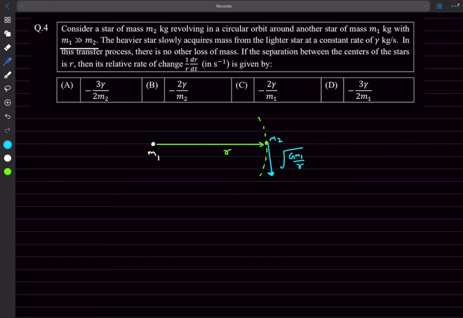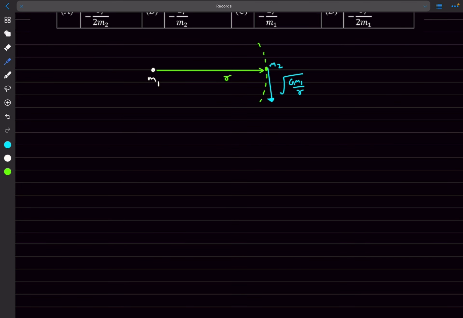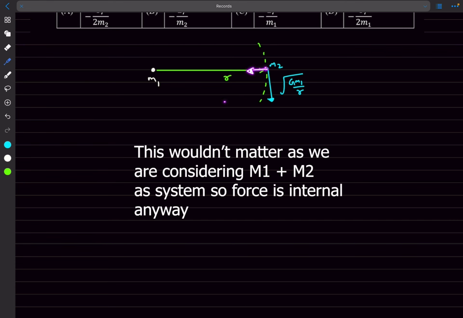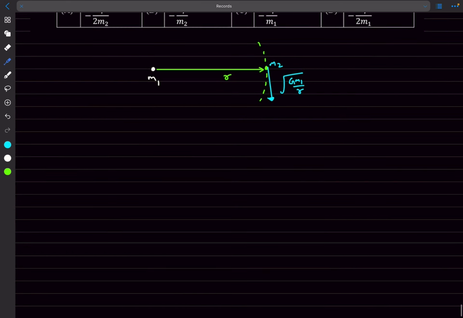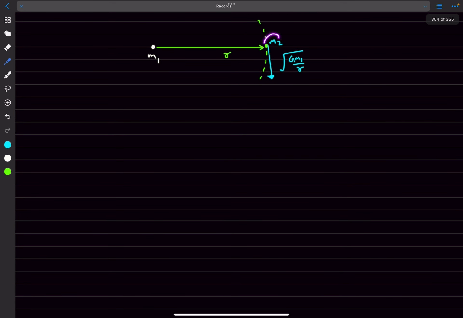If the separation between the centers of the stars is r, then we want the relative change, 1 by r times dr by dt. Okay, so firstly, they mentioned that the mass acquiring process is slow. So now the thing is, we'll just conserve the angular momentum of the system, because mainly we have the central gravitational force acting on mass M2, which of course does not contribute to any torque about the center of mass. Other than that, we can neglect the contribution of angular momentum due to the negligible tiny mass that is flowing towards M1, compared to the contribution of M2.